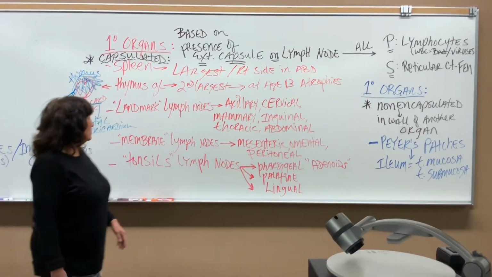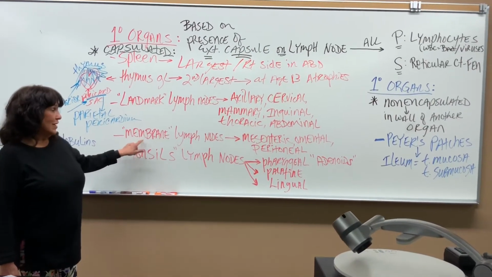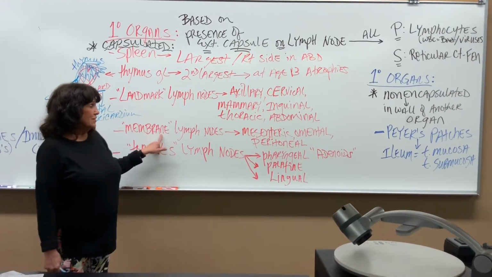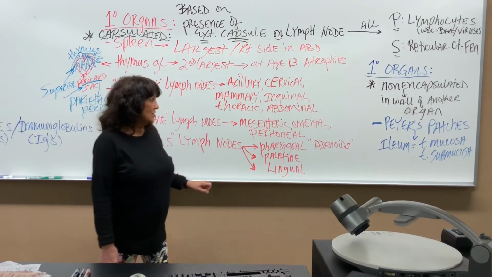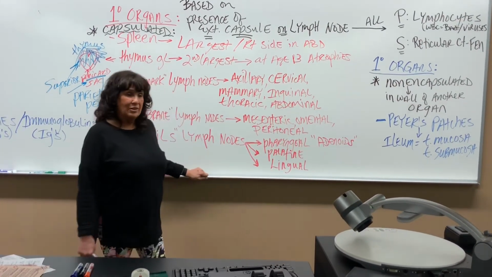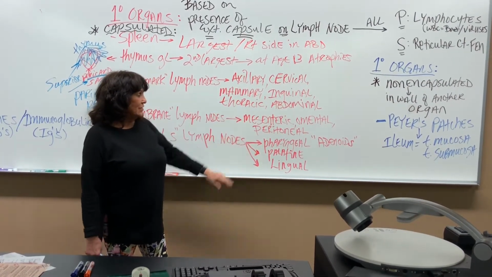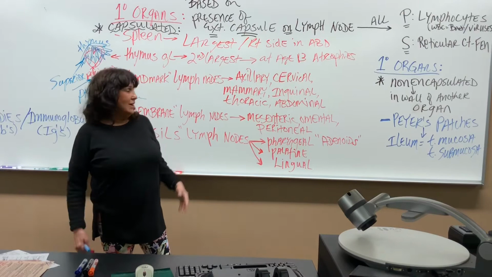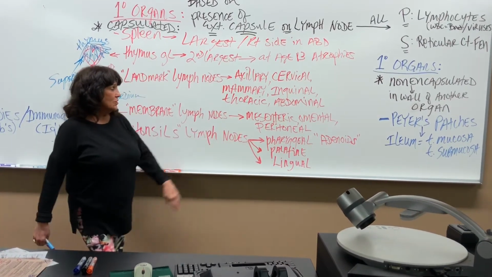All right, and then the next group we have are membrane-related lymph nodes, okay? They are named because they're in the membranes. And so mesenteric, which is the small intestine membrane, we have omental, the greater and lesser omentum. We've got a bunch of small ones in there. And we have peritoneal against the body wall, right? Sitting on top of your muscles. And so those are clustered.